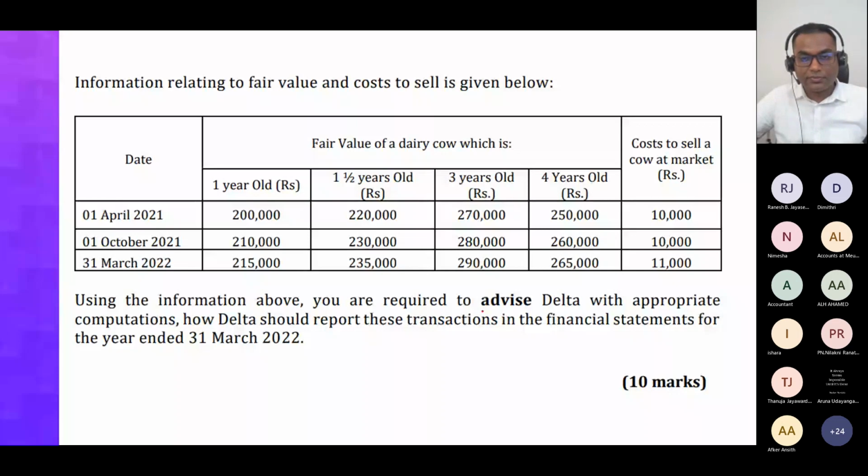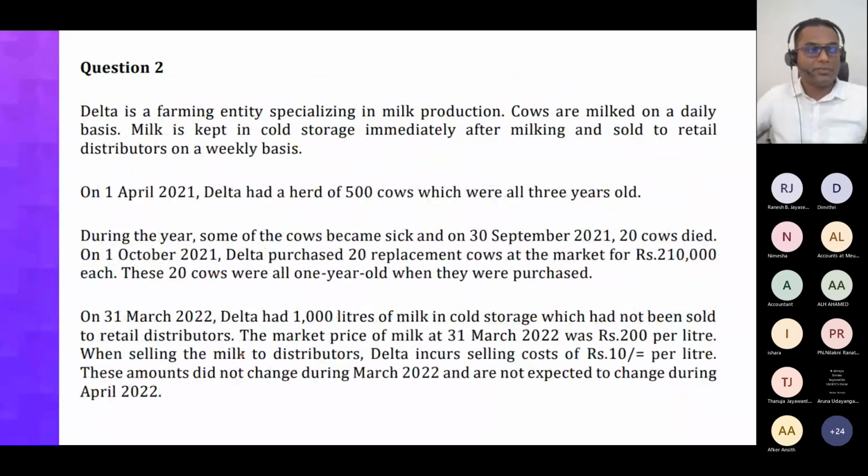You need to advise, not just number crunching. You have to give your advice with appropriate computation. Compute and advise how Delta should report these transactions in the financial statements for the year ended 31st March 2022. You need to do the necessary computation and say how these particular transactions are recorded in the financial statements for the year ended 31st March 2022. By keeping that requirement in mind, let's read the question.